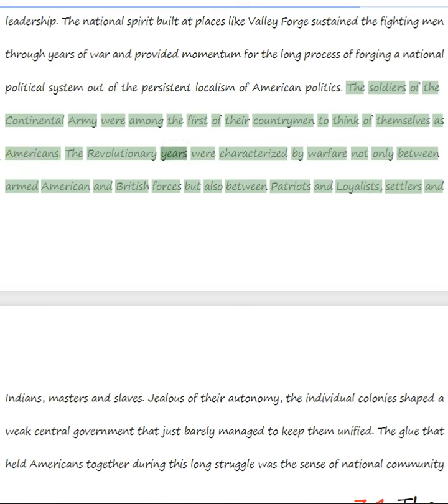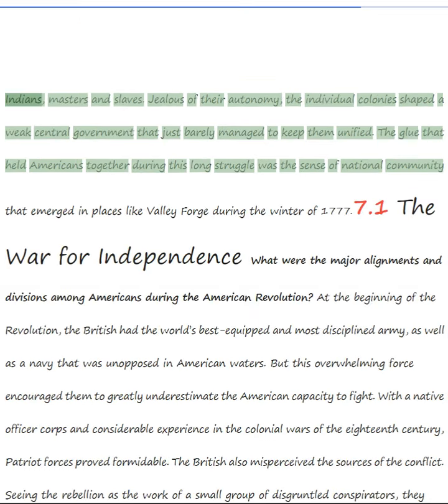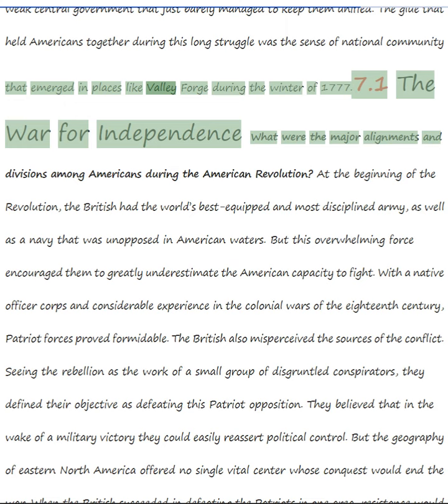The Revolutionary years were characterized by warfare not only between armed American and British forces but also between patriots and loyalists, settlers and Indians, masters and slaves. Jealous of their autonomy, the individual colonies shaped a weak central government that just barely managed to keep them unified. The glue that held Americans together during this long struggle was the sense of national community. That emerged in places like Valley Forge during the winter of 1777.